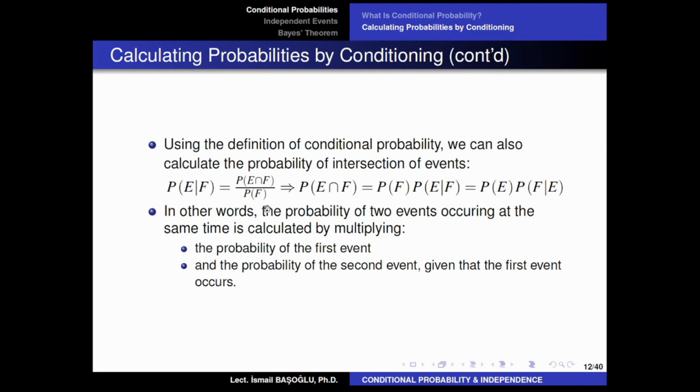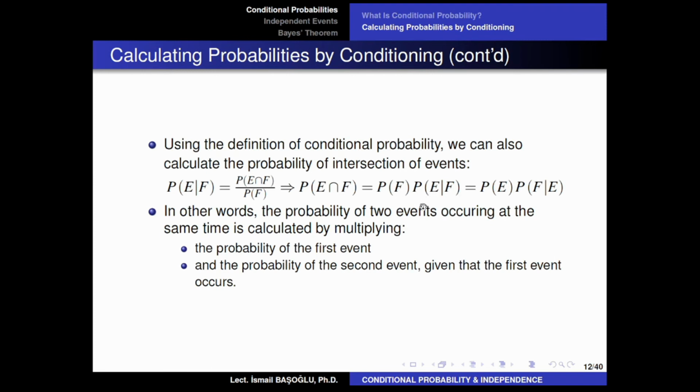Actually, what I'm trying to do in this part of this section is twist this conditional probability formulation. This time we are not going to calculate the conditional probability, but the probability of the intersection of events if we are given the other two pieces of information. So according to this formulation, you can easily say that the probability of E intersection F is equal to the probability of F times the probability of E given F.